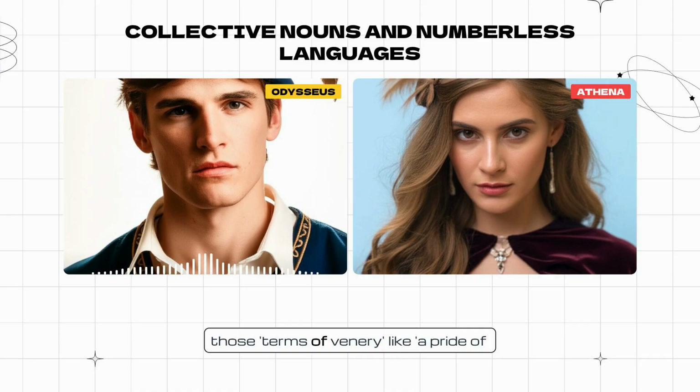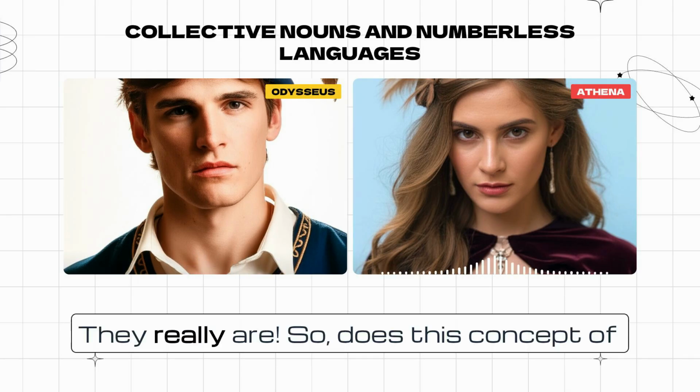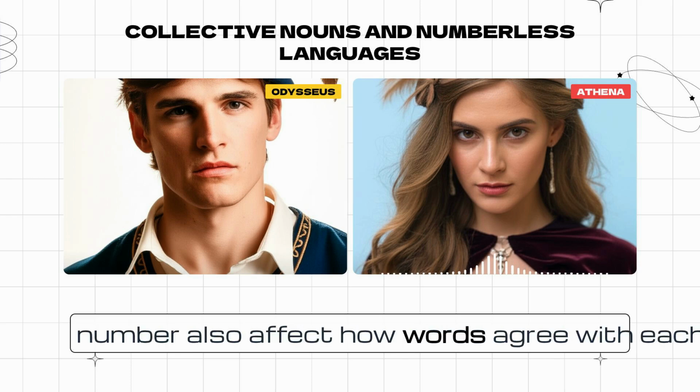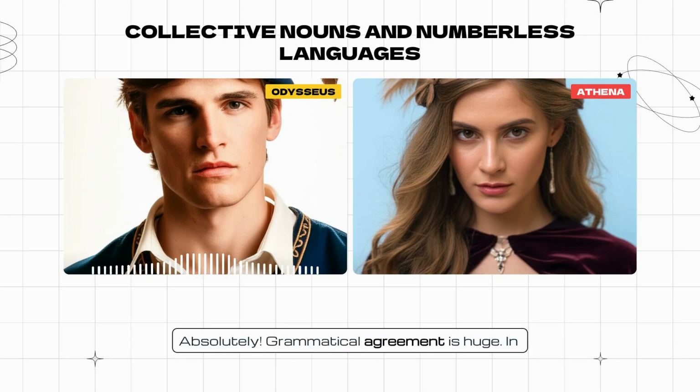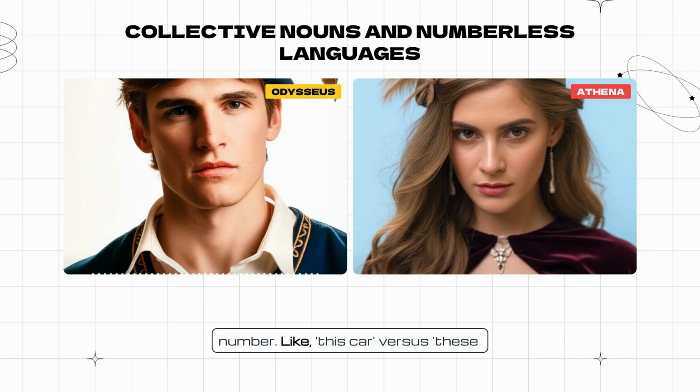And those terms of venery, like a pride of lions, those are just fantastic. So evocative, you know, from medieval hunting culture. They really are. So, does this concept of number also affect how words agree with each other in a sentence? Absolutely. Grammatical agreement is huge. In many languages, nouns, adjectives, determiners, and verbs all have to match in number, like this car versus these cars.